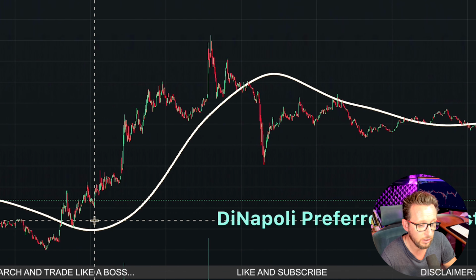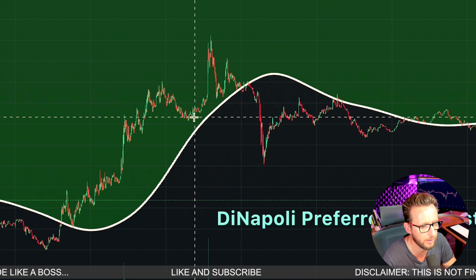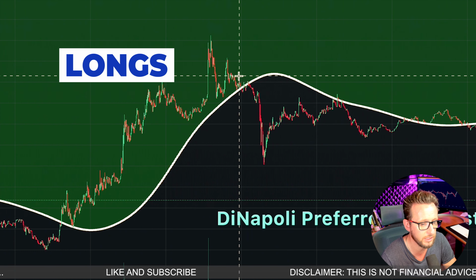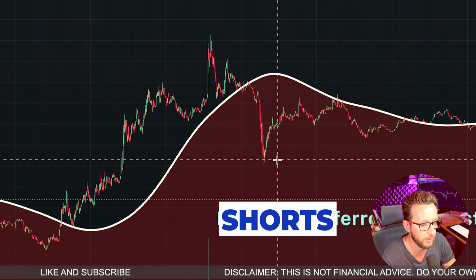Now that's going to give us our trend direction. When price is above the white line, we're looking for longs. And when price is below the line, we're looking for shorts.